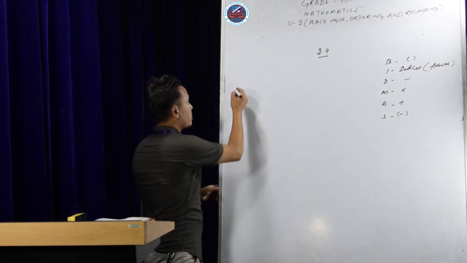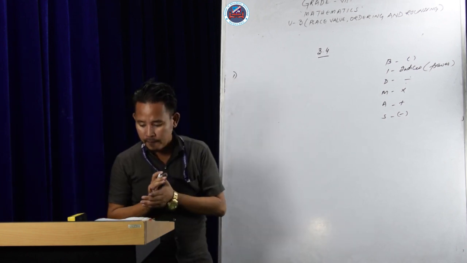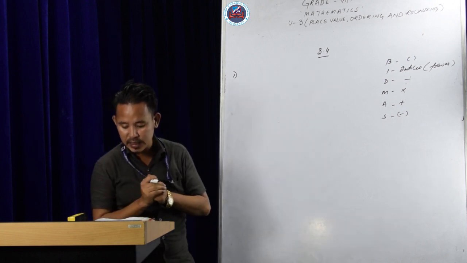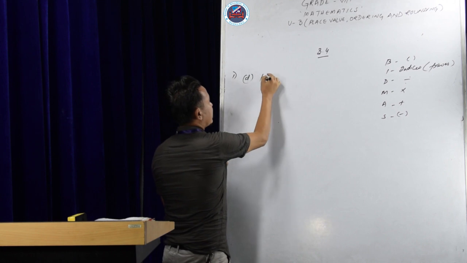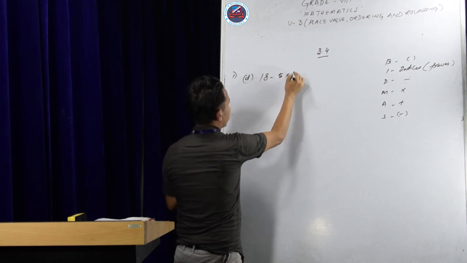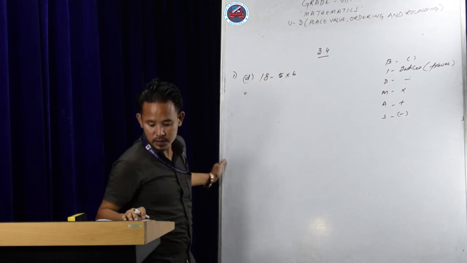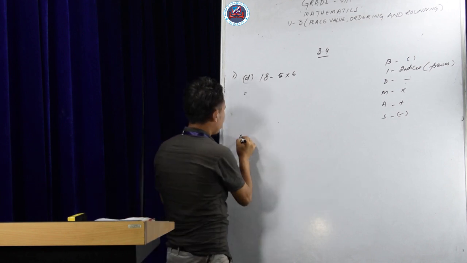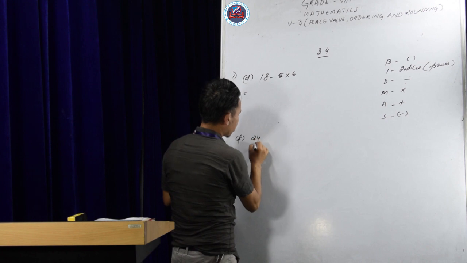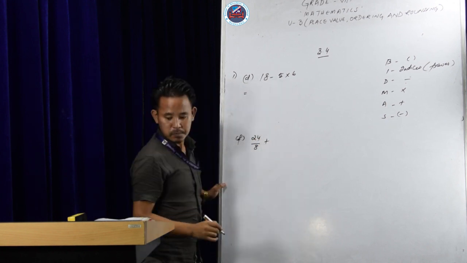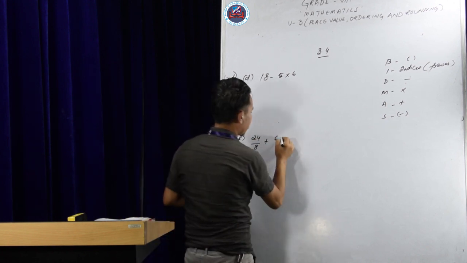Okay. So for question number 1, I'll be doing two sums. That is question number D, that is 18 minus 5 into 6. And let me also do question number F. That is 24 divided by 8 plus 60 divided by 12.